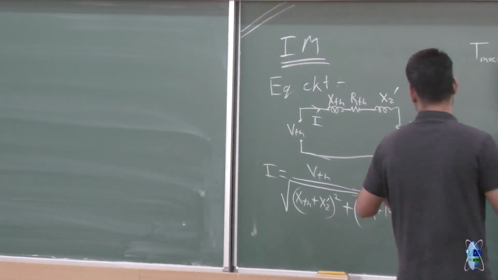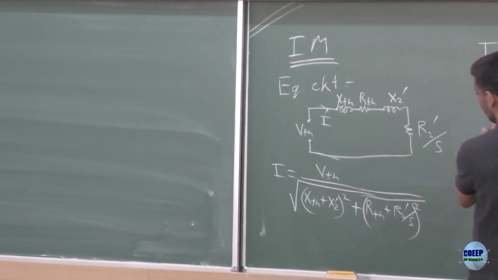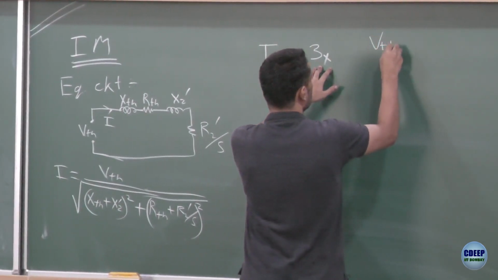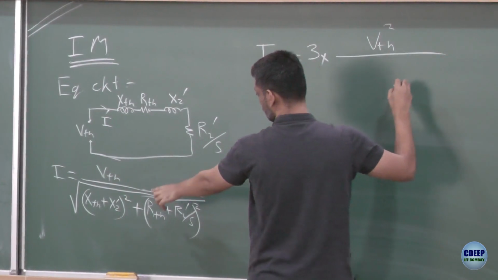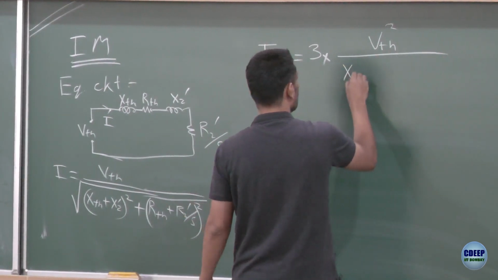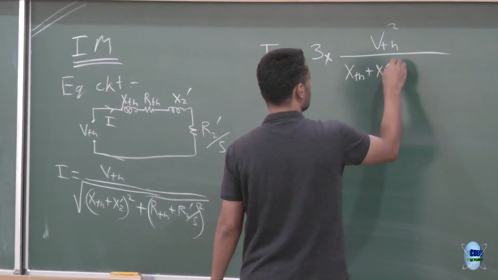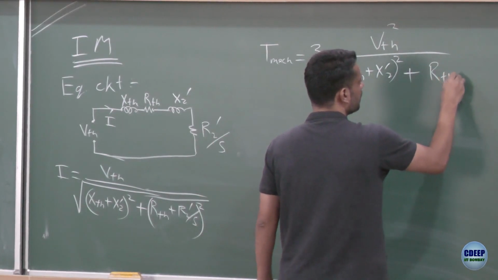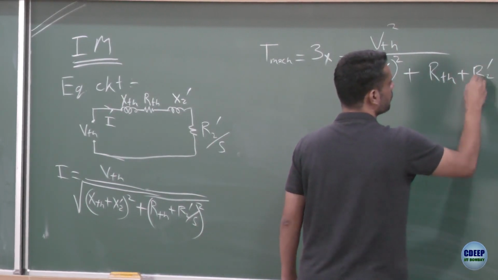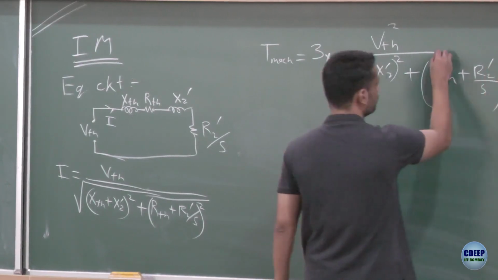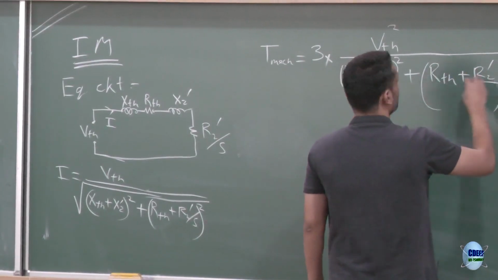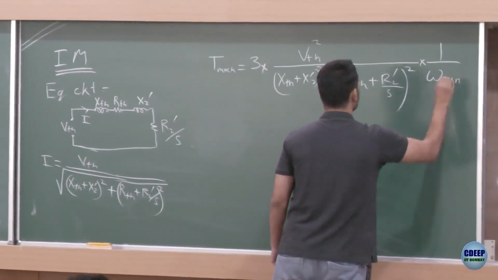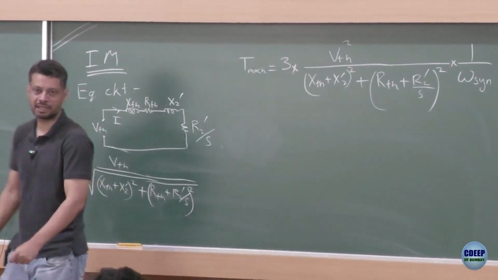It is the power going in, R2 prime into (1 minus S) upon S. 3 times I square, where I is VTH upon the square root of (RTH plus R2 prime by S) square plus (XTH plus X2 prime) square, into 1 upon omega synchronous, right. This was the expression, you don't necessarily have to remember it again.